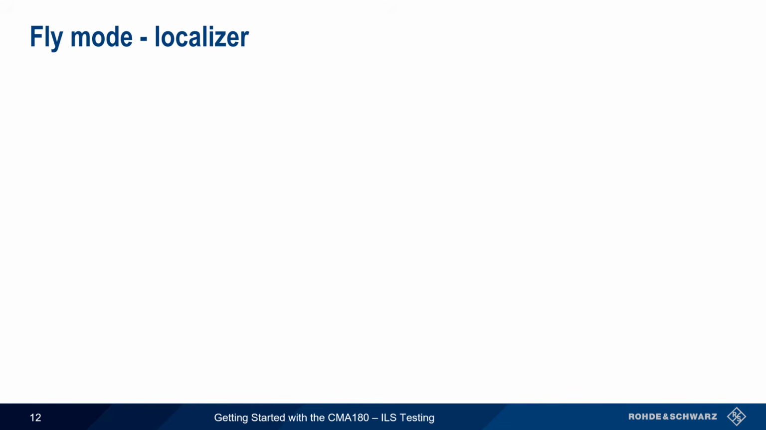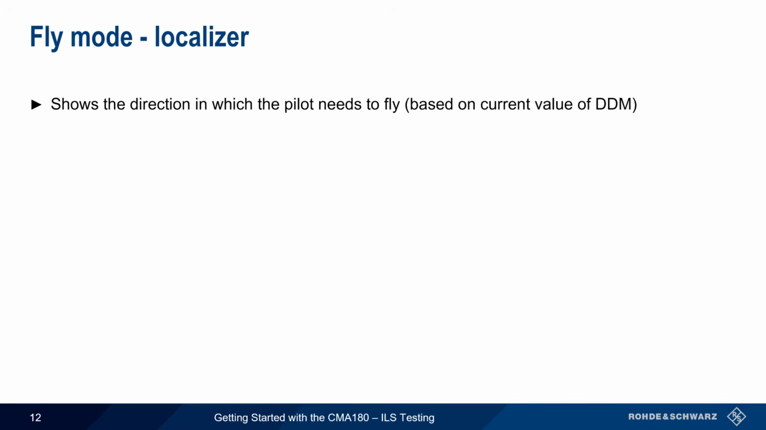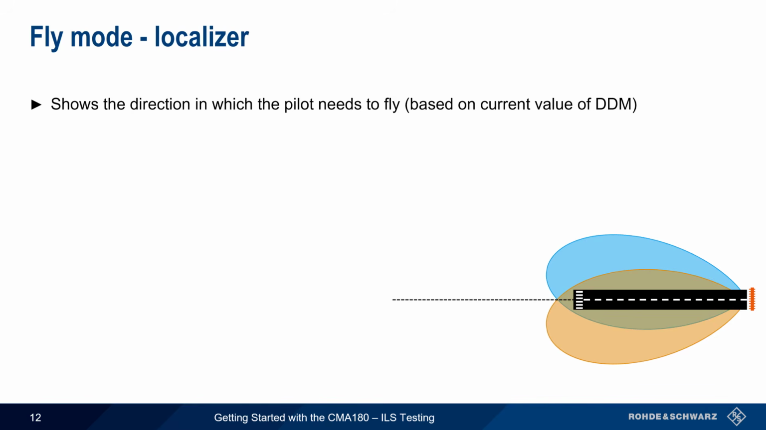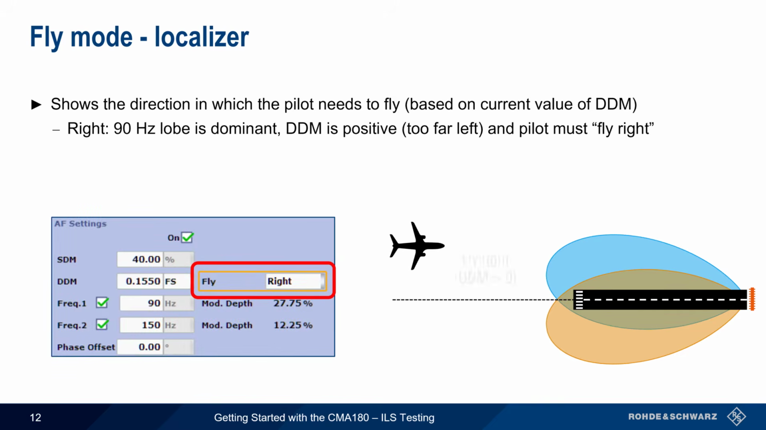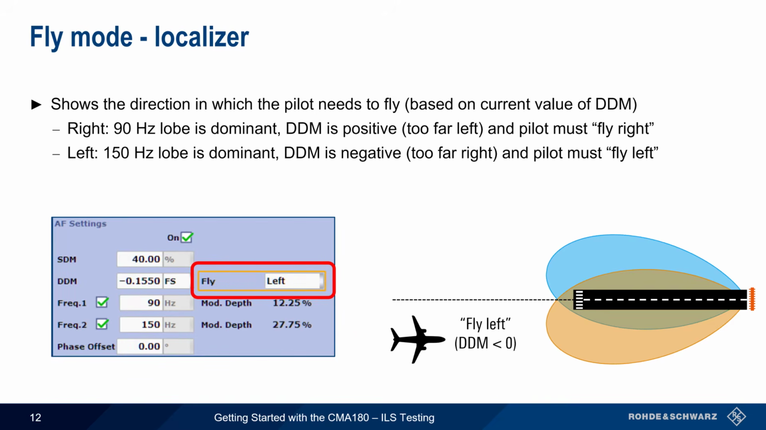DDM is closely related to something called fly mode. Fly mode is simply an indication of which direction the pilot needs to fly in order to intercept the localizer centerline. This is based on the current value of DDM. If fly mode shows right, this means that the 90 Hz lobe is dominant, DDM is positive, and therefore the pilot must fly right to intercept the center line. If fly mode shows left, then the 150 Hz lobe is dominant, DDM is negative, and the pilot has to fly left to center the aircraft with the runway centerline. Note that the fly mode on the CMA180 is an indication rather than a configuration parameter.